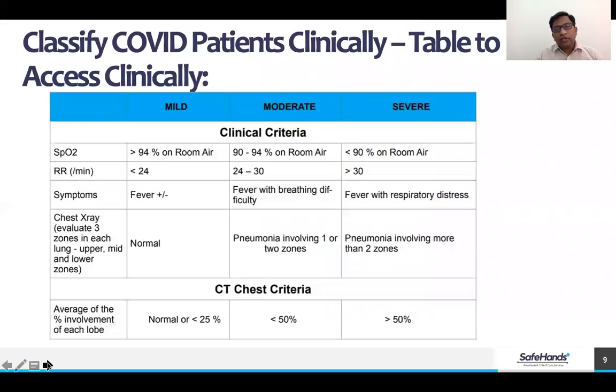Classification of COVID patients clinically: mild, moderate, and severe. The clinical criteria are based on the saturation, respiratory rate, symptoms, chest X-ray, and average percentage involvement of each lobe, that is the CT chest criteria. Saturation more than 94% on room air is considered mild, 90 to 94% on room air is considered moderate, and saturation of less than 90% on room air is considered severe.